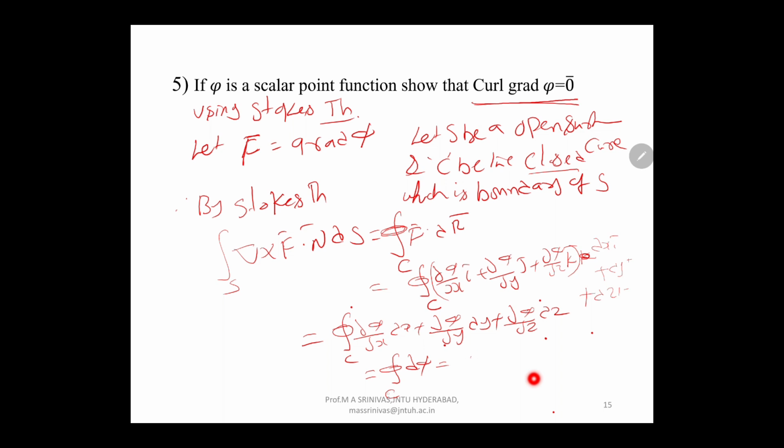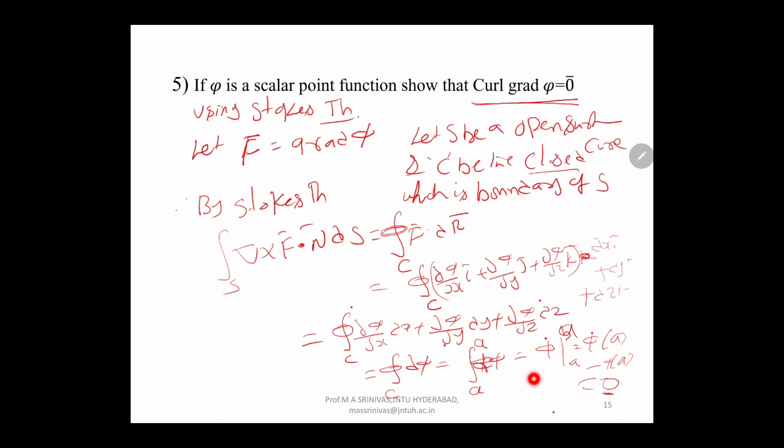Because it is a closed curve, if A is the starting point, again you come back to A only. So starting and ending are the same for that curve. Integral d phi is phi between A and A: phi at A minus phi at A, that is 0. Therefore, I got the integral over S of curl f bar dot n bar ds as 0. Ultimately, I got the value 0.